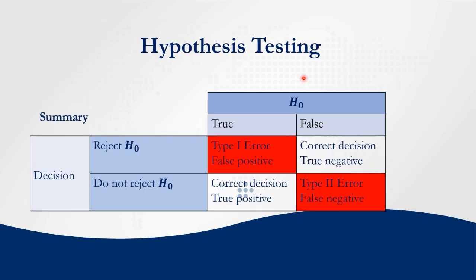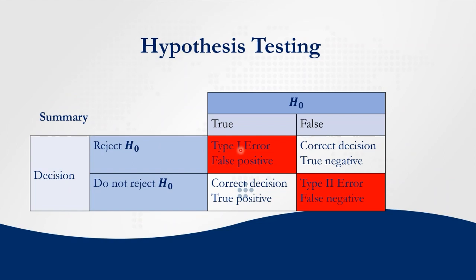So this is just a summary of the decisions we can make when we're doing hypothesis testing. One, we reject the null hypothesis when the null hypothesis is true. That would be a type 1 error, and it's a false positive. We are saying there's a difference when there is no difference.